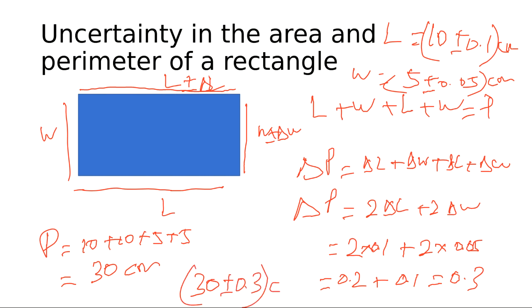So that is the perimeter here. All right, so that's the way you figure out the error for the perimeter and the area for a rectangle. All right, so when you add or subtract, you just add the uncertainties. When you multiply or divide, you need to add the percent uncertainties. All right, so let me show you another example here.